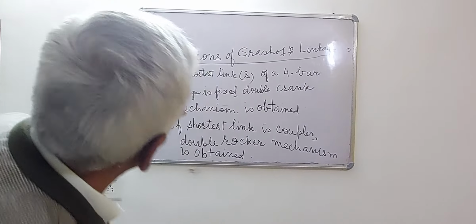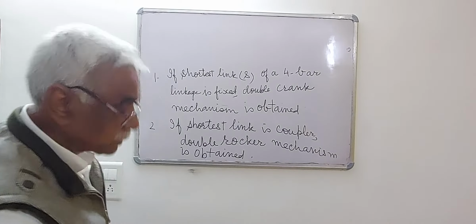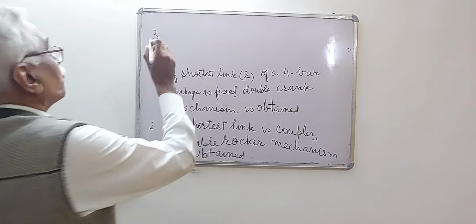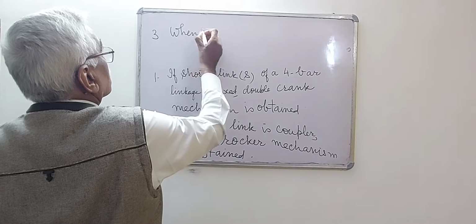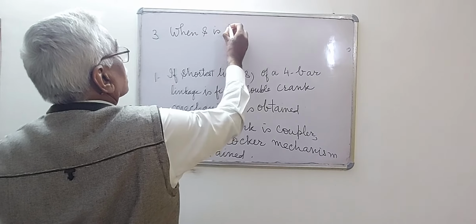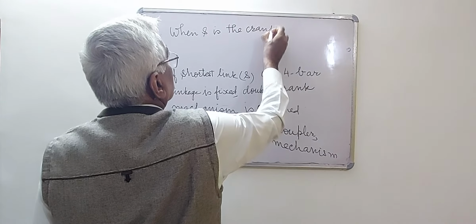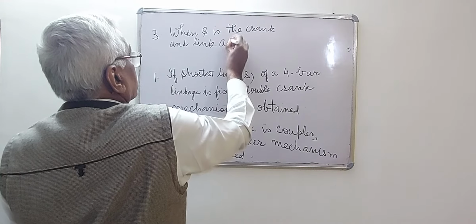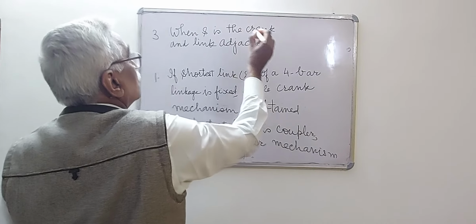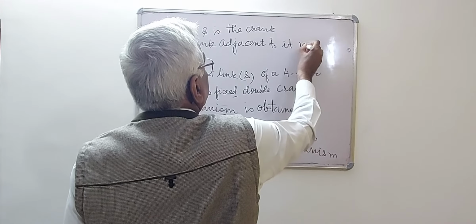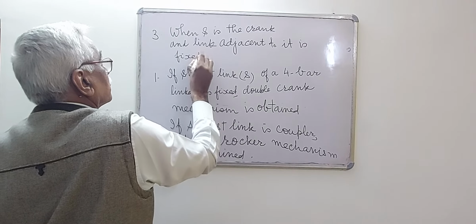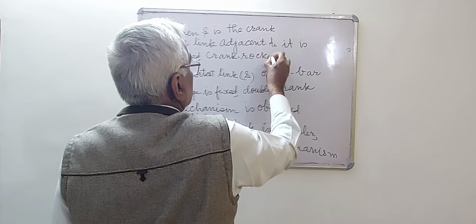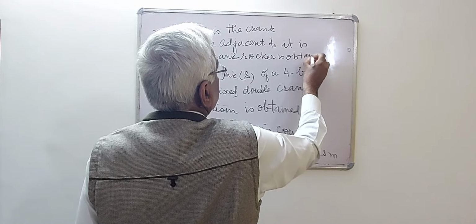And point number 3 is: when the shortest link, S, is the crank and the link adjacent to it is fixed, a crank rocker mechanism is obtained.